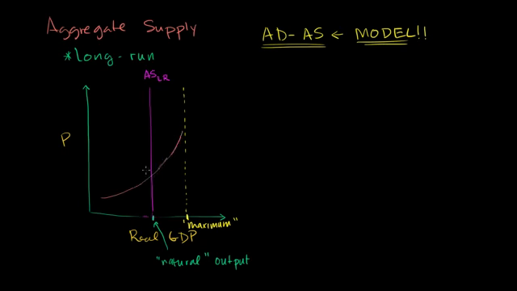Actually, let me do it this way. Let's assume that this is our current level of prices, sitting right over here. This is our long run aggregate supply. It's not depending on prices, just kind of a natural level of output. But in the short run, it might look something like this. I'll do it in pink. In the short run, it might look something like this.